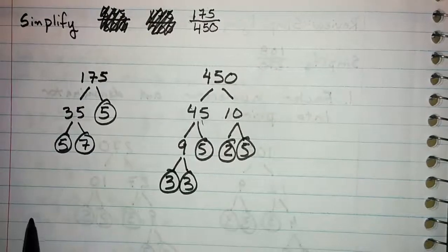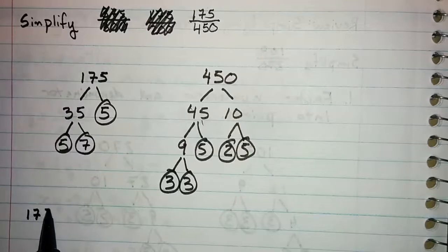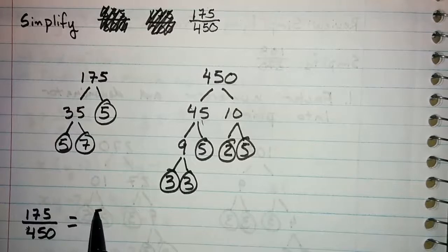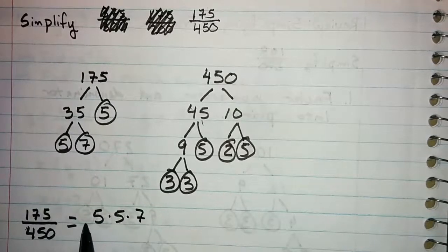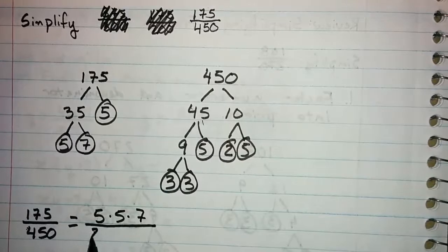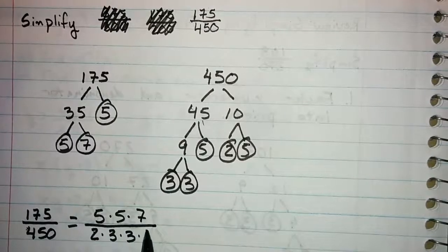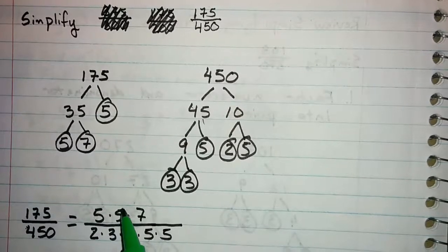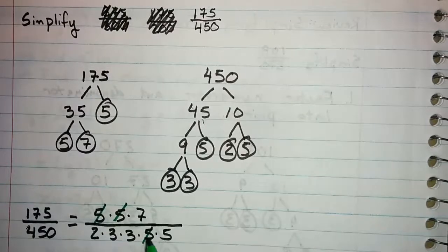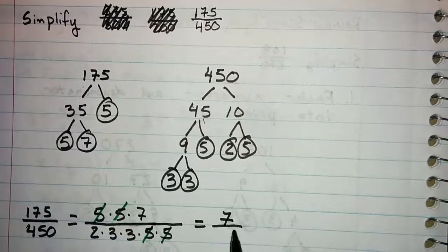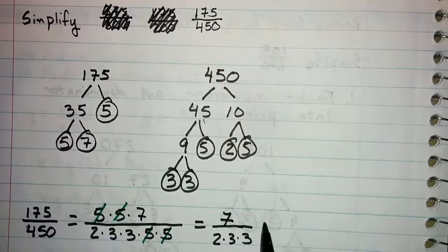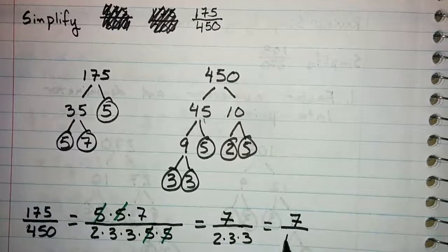So rewriting my fraction with the numerator and denominator in factored form, 175/450ths will be 5 times 5 times 7 over 2 times 3 times 3 times 5 times 5. Now I'm going to cancel any common factors. I see one 5 in common, two 5's in common. What's left? 7 over 2 times 3 times 3. Doing this arithmetic in the denominator, 7/18.